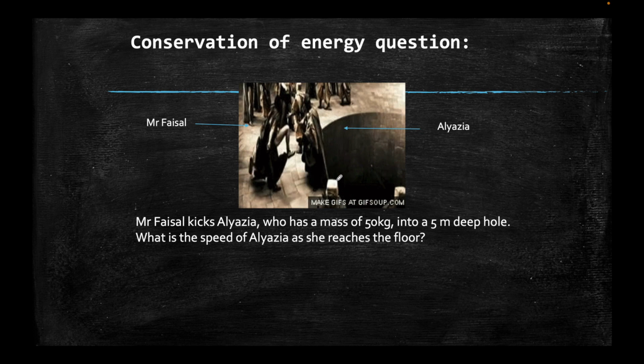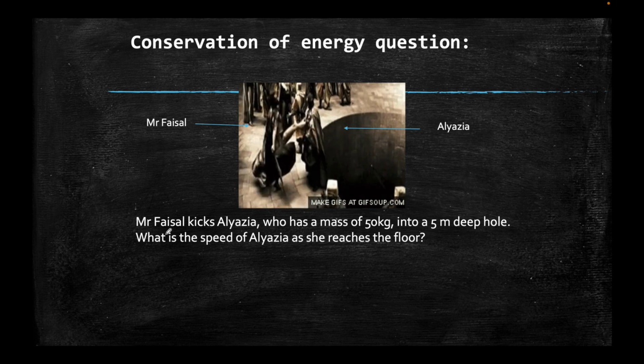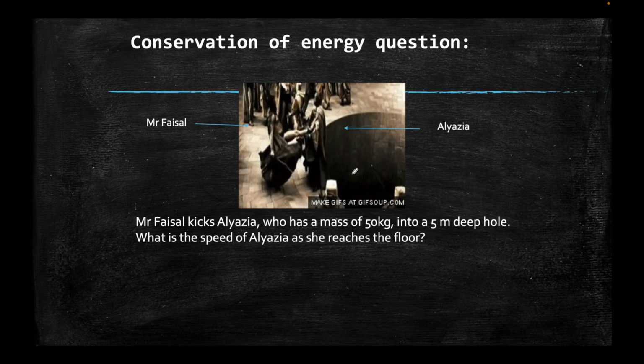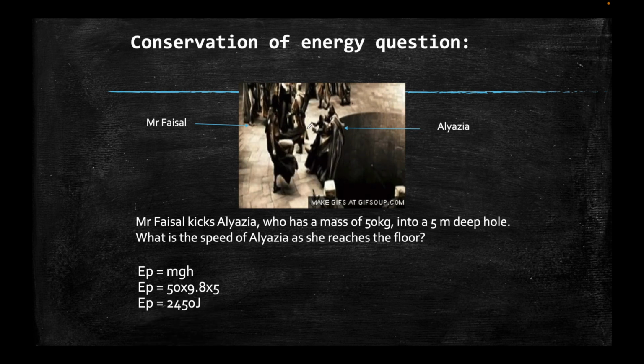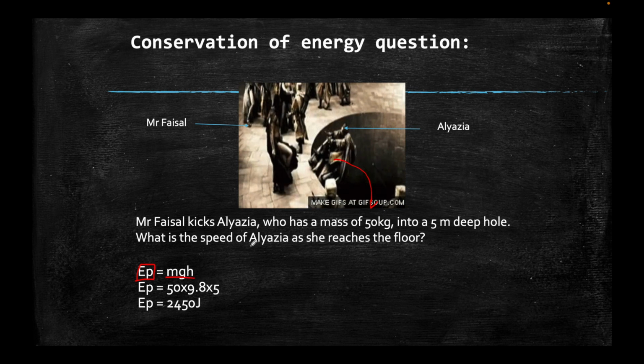Conservation of energy. Here is a question. Mr. Fessel kicks Alyazia, who has a mass of 50 kilograms, into a 5-meter deep hole. What is the speed of her as she reaches the floor? So for this everyday scenario that can happen, we need to calculate her speed. Well, first things first, we know that she is falling into a deep 5 meters all the way down here. So I can calculate the potential energy to start with. That'll be useful. mgh: 50 times 9.8 times 5.